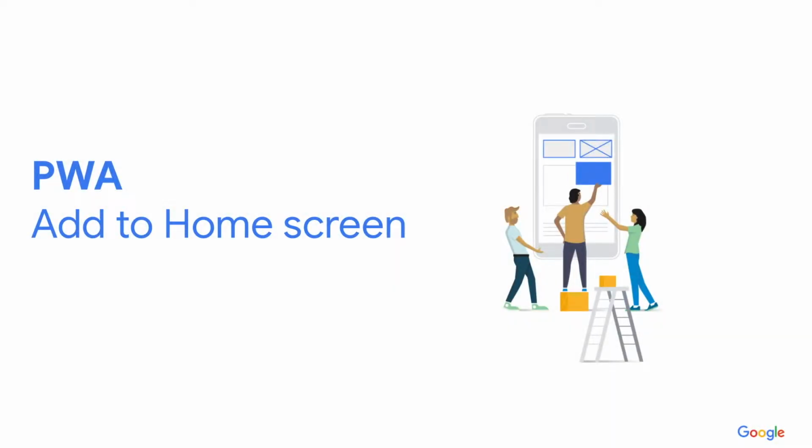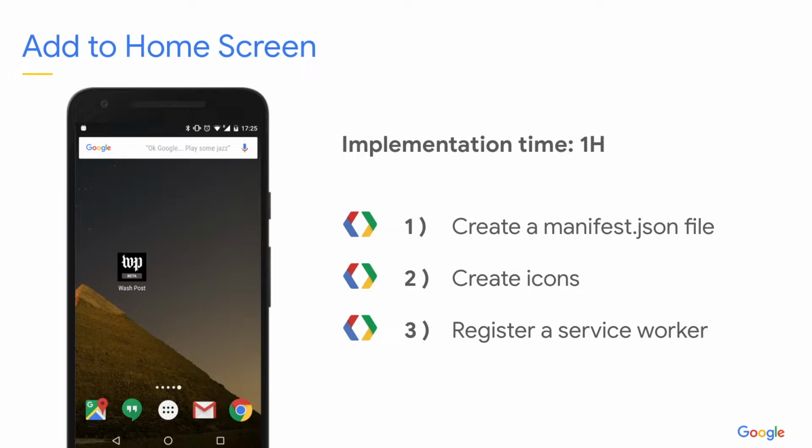So let's see together how to create this feature with the add to home screen. You will need around 1 hour to implement that. So it's 3 simple steps. First step is to create a manifest.json file. Second step, to create icons. And third step, register a service worker.